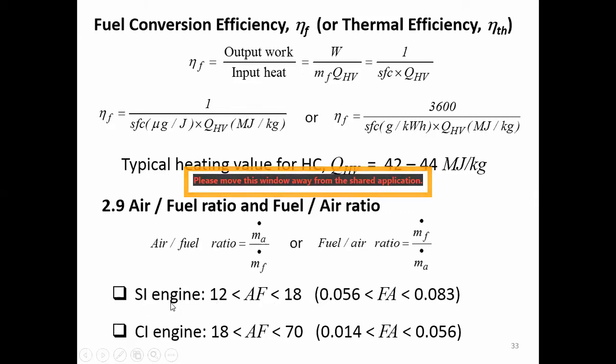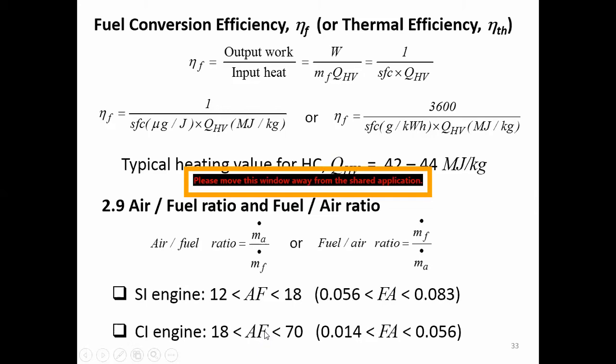For the SI engine, the air-fuel ratio is between 12 to 18. For the CI engine, it's about 18 to 70. Don't be surprised, 70. That means for the CI engine, they can go for a very, very lean mixture.